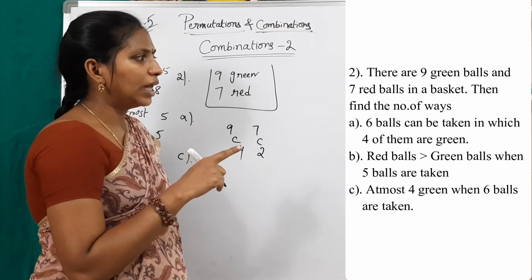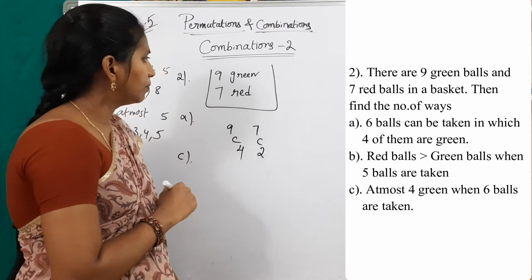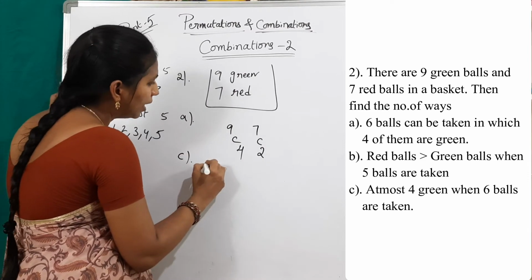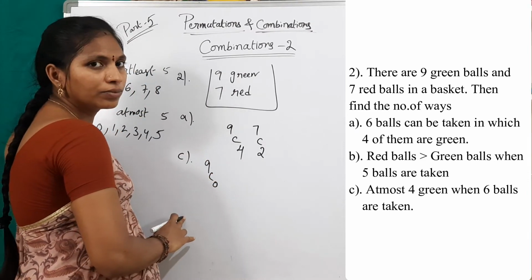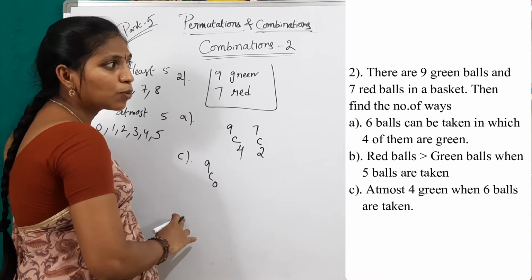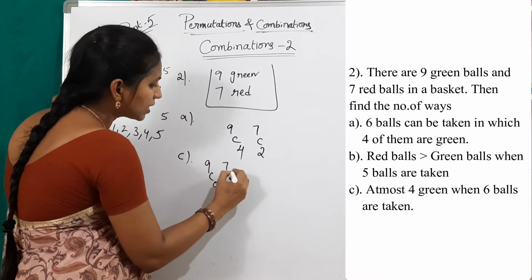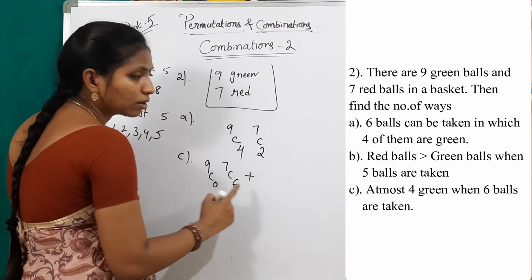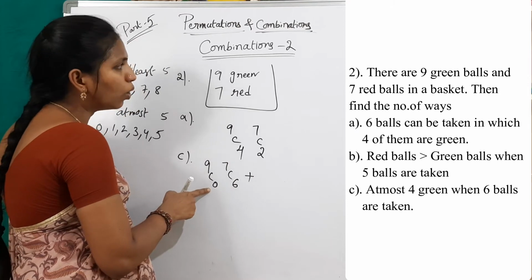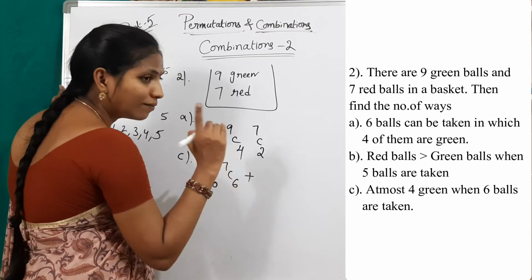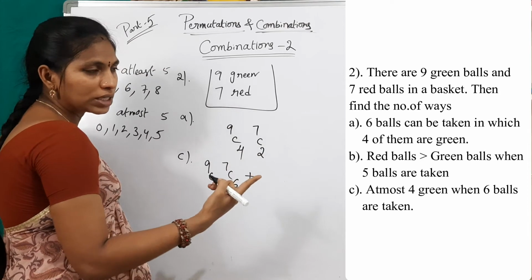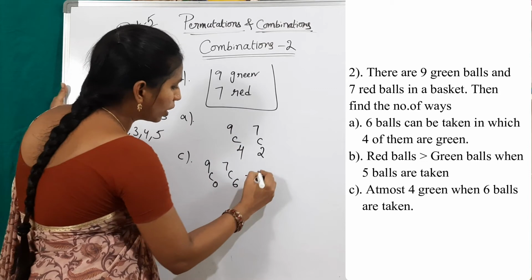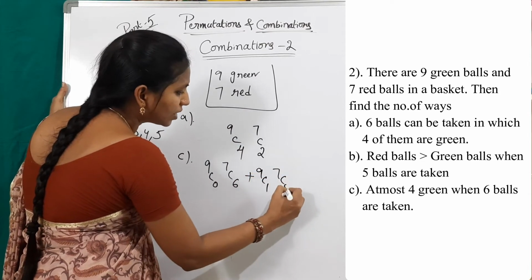At most 4 green when 6 balls are taken. At most 4 green means it starts from 0: 9C0, and 6 balls are taken, so 7C6, plus 0 green balls or 1 green ball or 2 green balls and so on. At most 4 green, up to 4: 9C1 and 7C5.